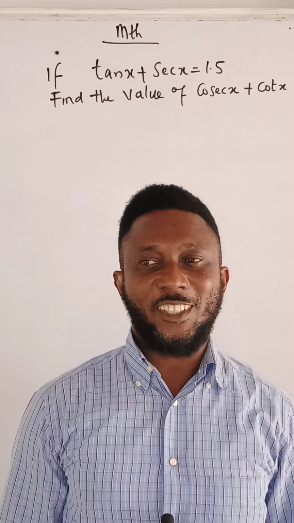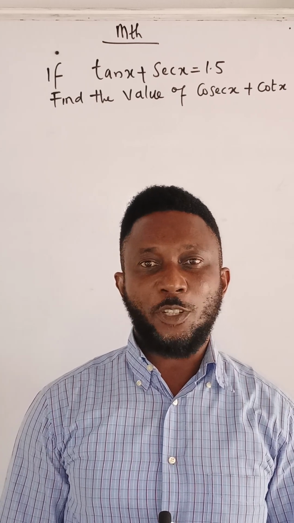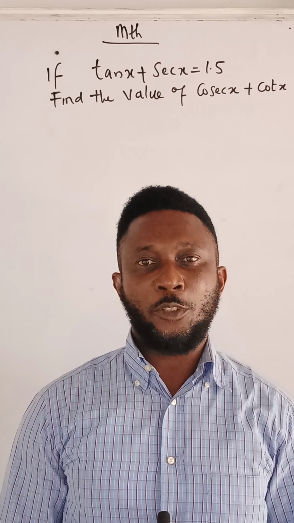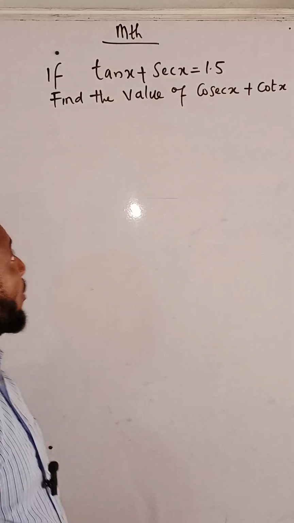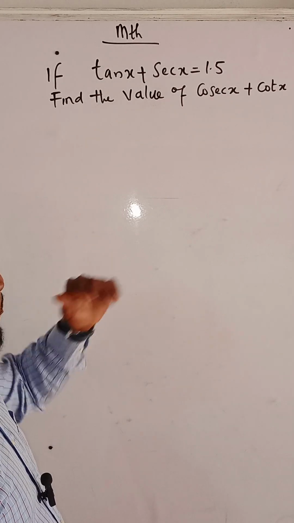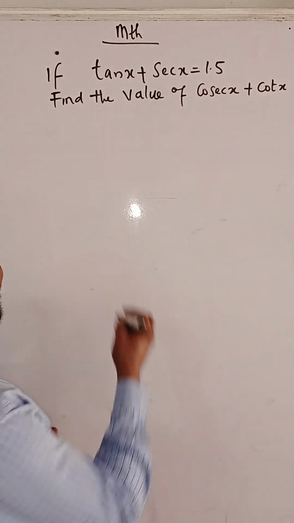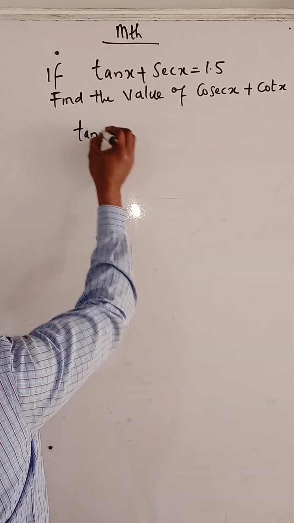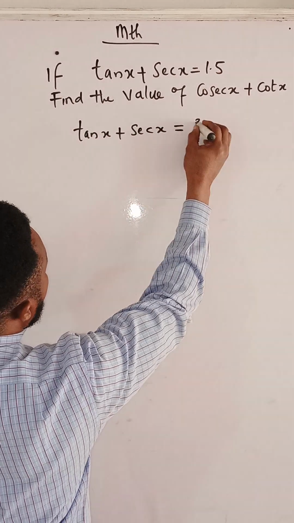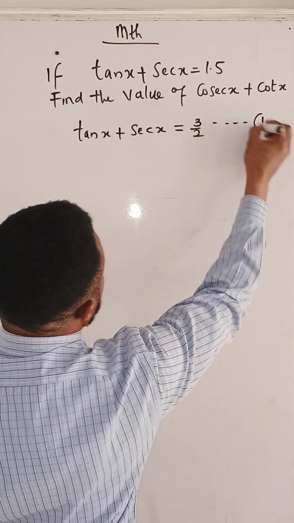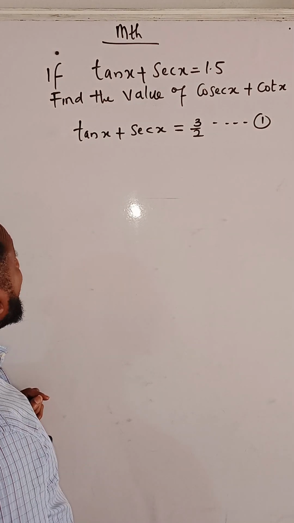Today we have another interesting question, but this time it's on trigonometry. A question that looks very small, but the procedure to get the answer is a bit blunt. And if we look at this question very well, nothing much is given to us, hence we have to be very creative. If I decide to label this equation number one, that will help us. Now 1.5 is equivalent to 3 over 2 as a fraction.